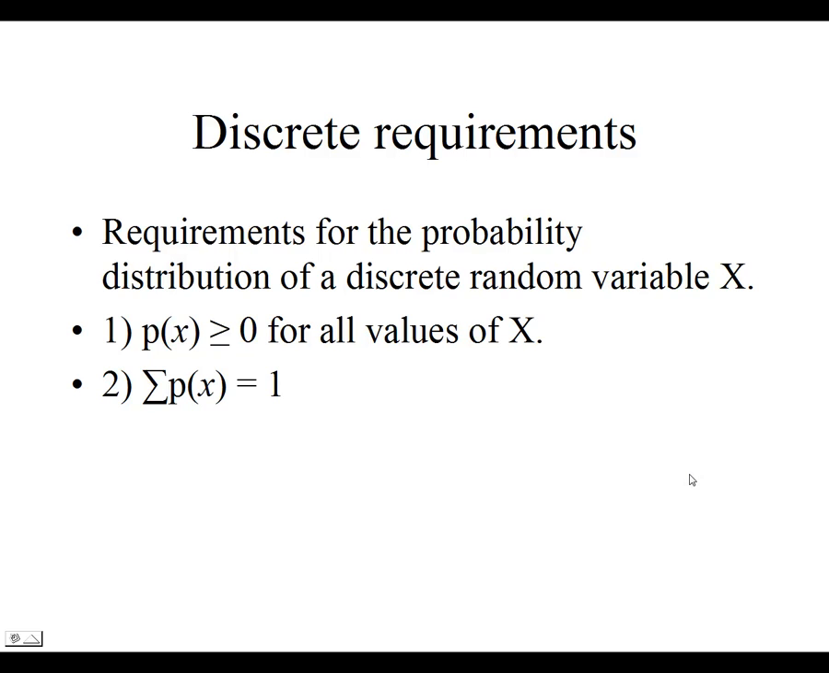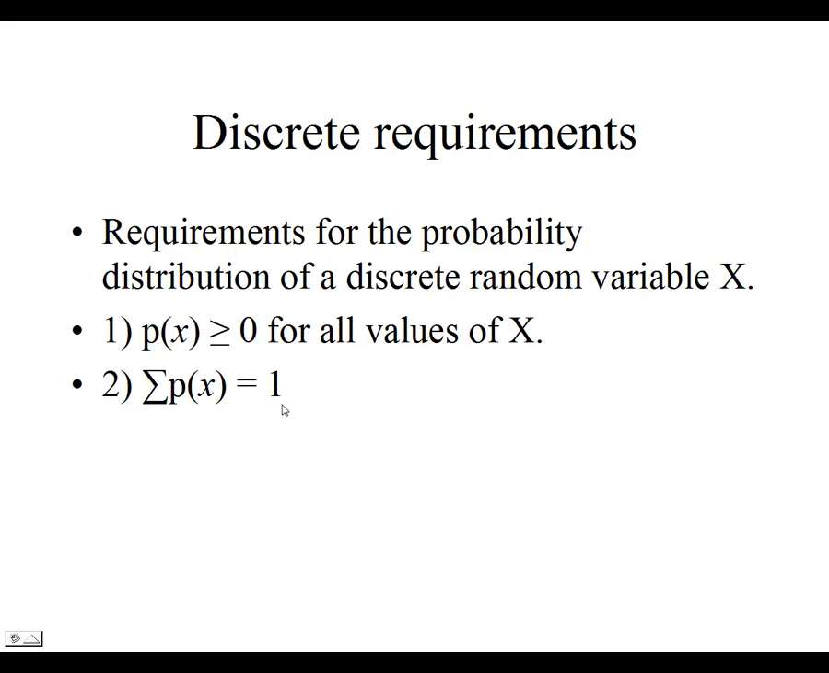Discrete distributions have two requirements. First requirement is that all of the probabilities must be at least 0. You can't have a negative % chance to have something occur. So that one's fairly intuitive. The second one is also pretty intuitive. Each of the probabilities, when they add up together, must add up to 1.